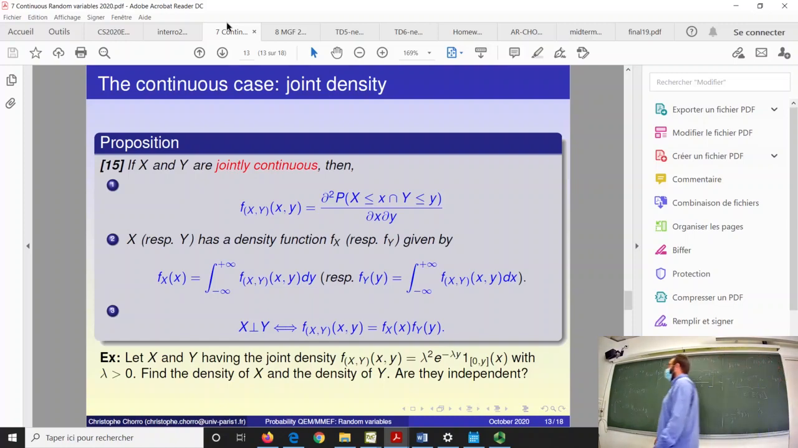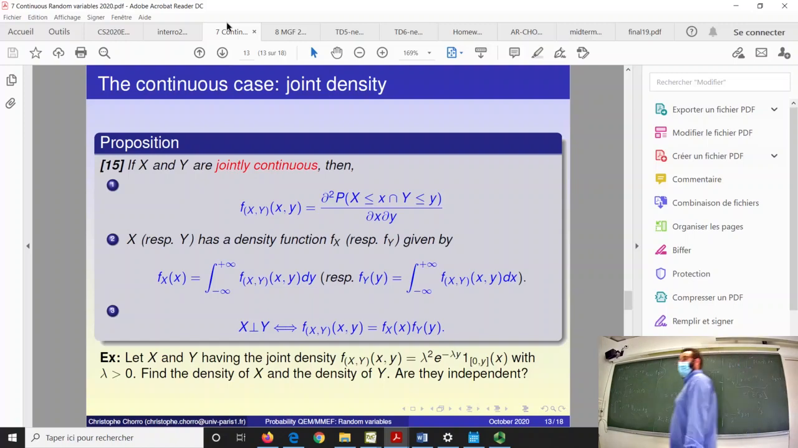Last question, are they independent? Yes, no? In order to check this, it's statement 3 in proposition 15. To be independent when I have a joint density is equivalent to the fact that my joint density can be expressed as the product of the density of each component. But is it the case here? You have the density of x, the density of y, and the joint density here. If you do the product of this one and this one, you don't obtain this one.